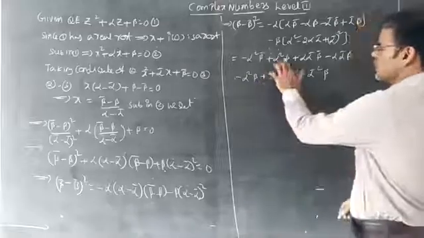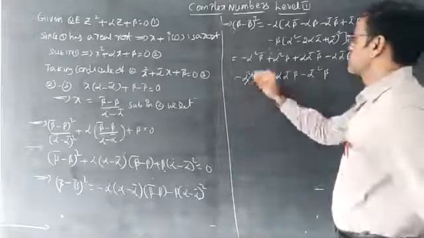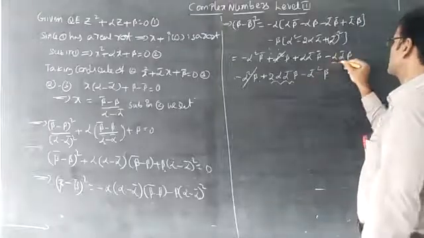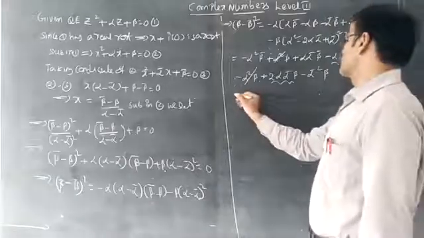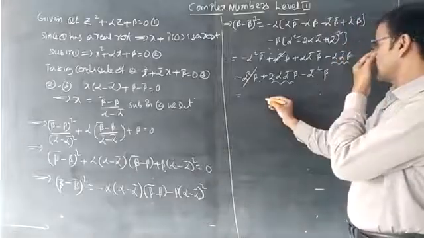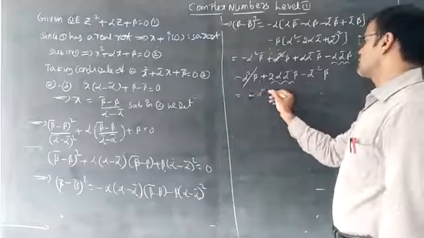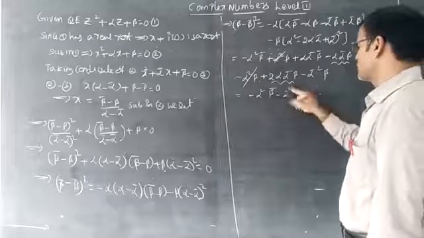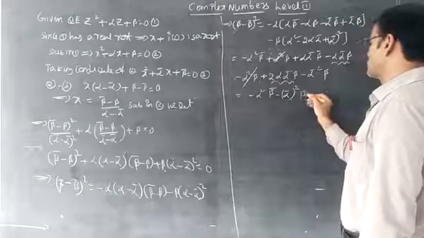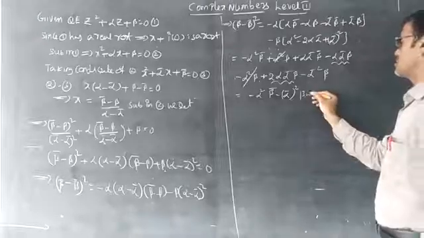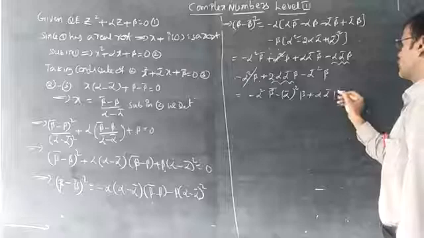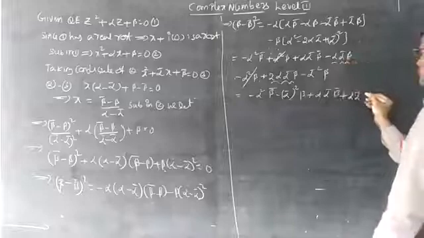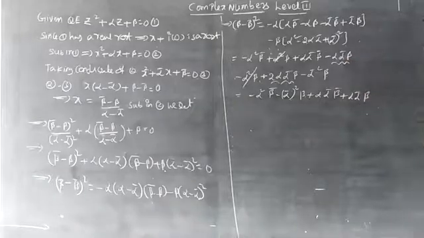Here alpha square beta minus alpha square beta get cancelled. Now 2 alpha alpha bar beta minus alpha alpha bar beta becomes alpha alpha bar beta. Now write like this: minus alpha square beta bar and minus alpha bar square beta, plus alpha alpha bar beta bar plus alpha alpha bar beta.